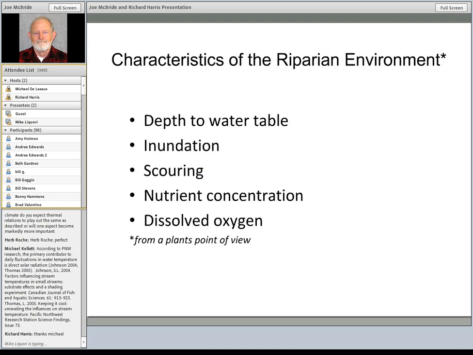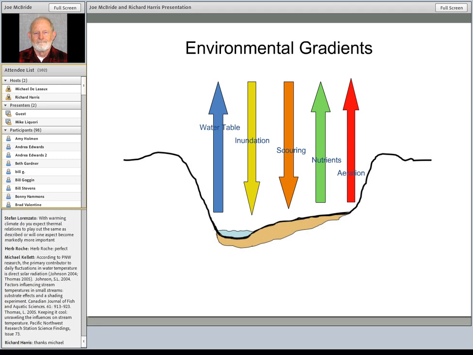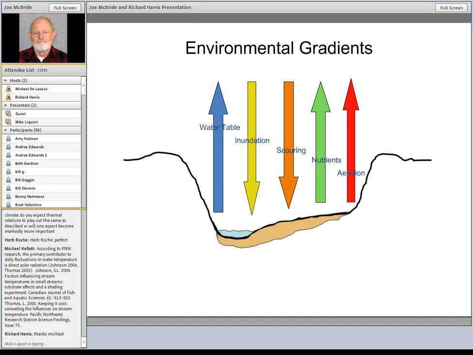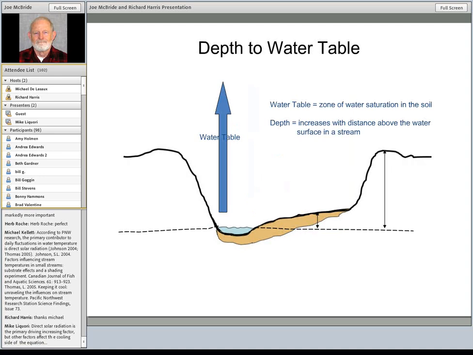Now, from a plant standpoint, there are 5 important characteristics of the riparian environment that influence the growth and type of plants that we see within this riparian zone. And they're illustrated here by these arrows to point out that they vary from the stream surface up through the channel to the floodplain or to the levee. And in some cases, this variable increases as we go up, or it decreases, or it increases as we go down. And let me give you some more specific examples.